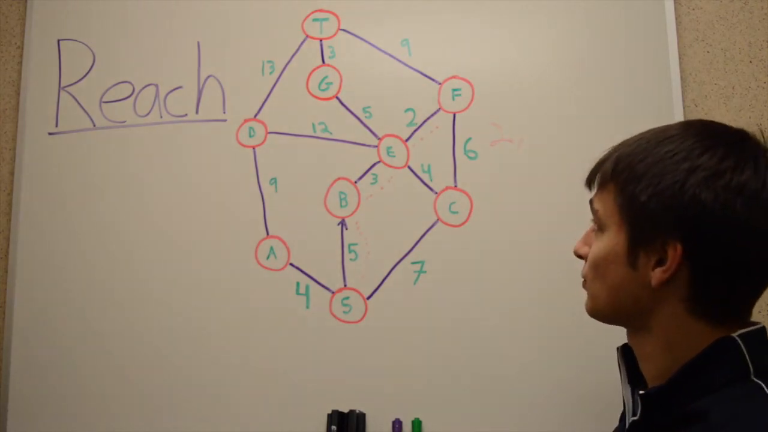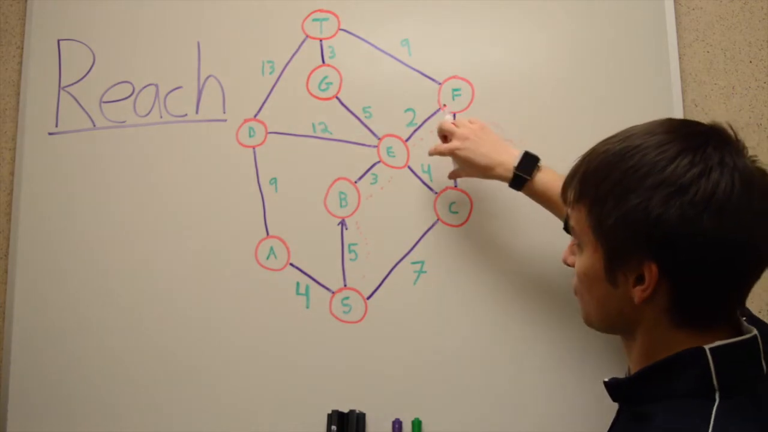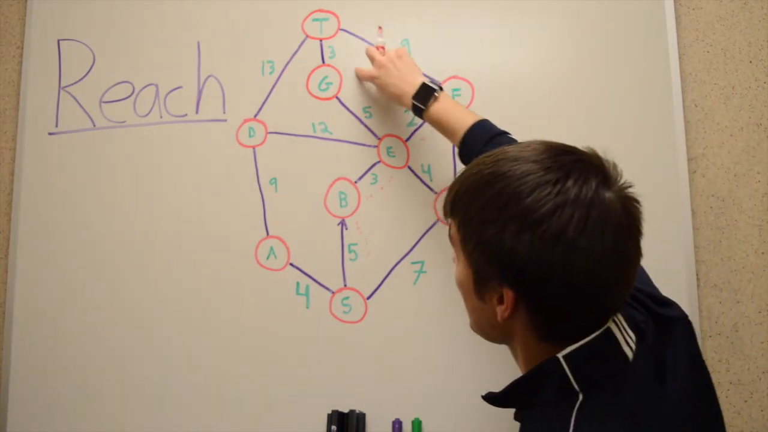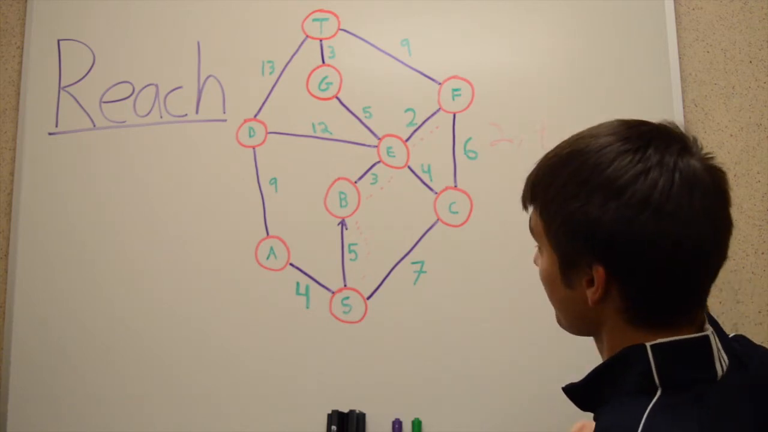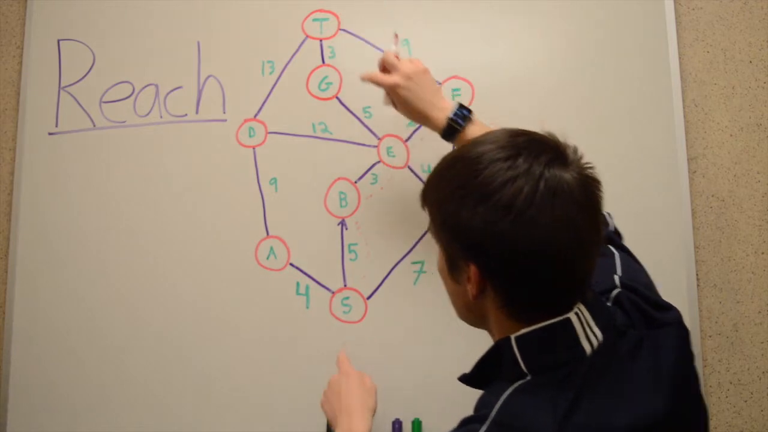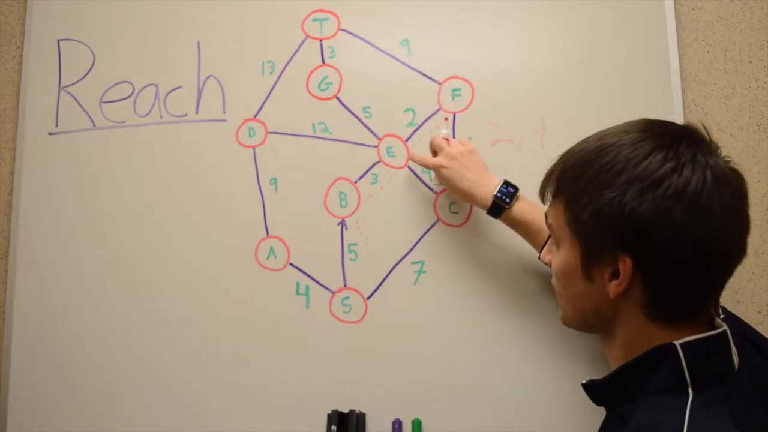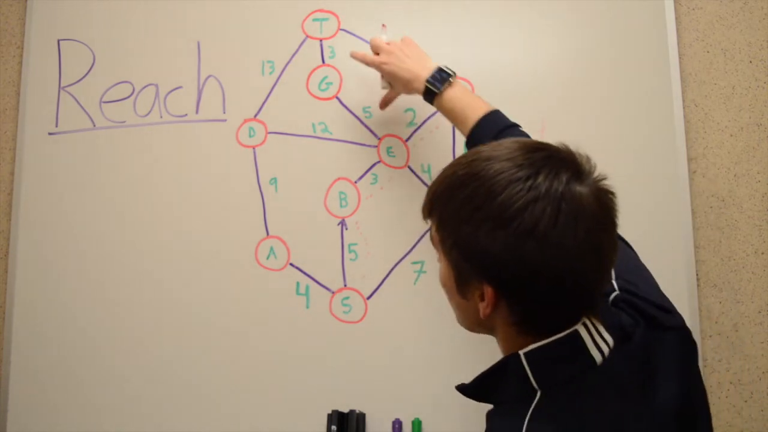Now say you wanted the shortest path from C to T. The shorter of these two would be 8 or 4, so it's 4. And now say you wanted the shortest path from S to T, and you know that E is still on that, and this is 8 or 8.